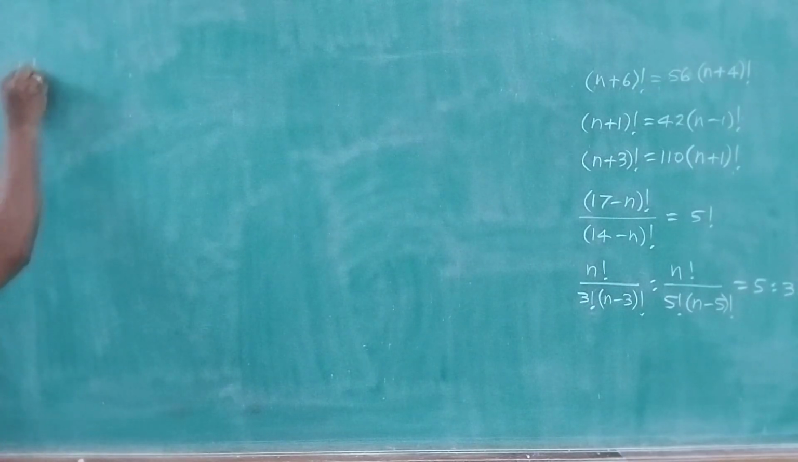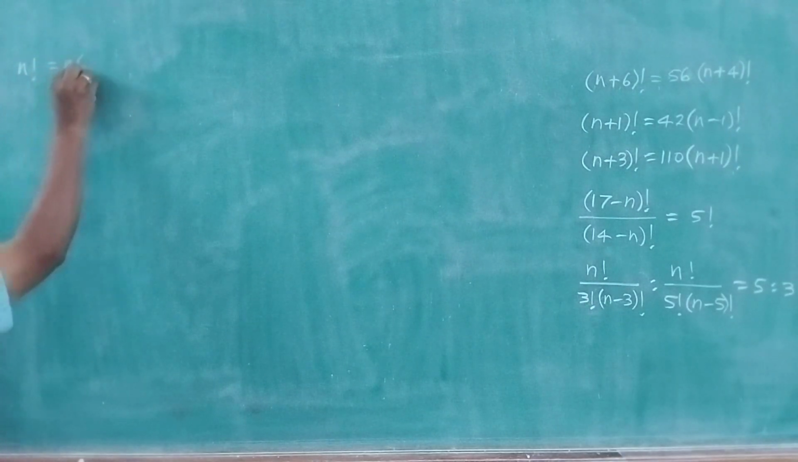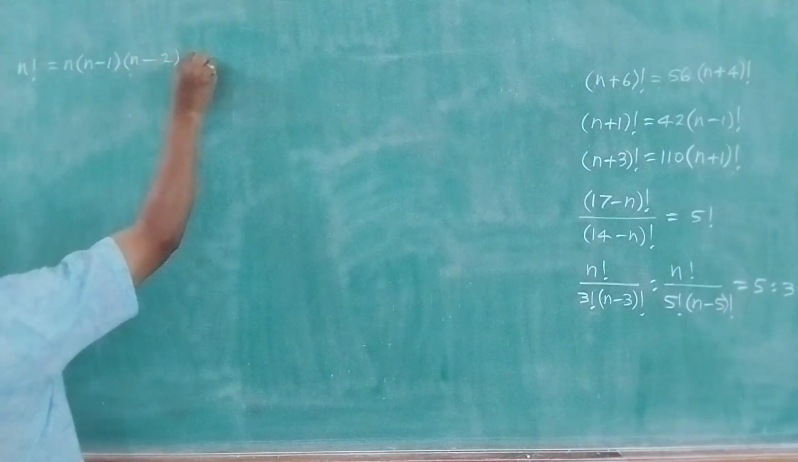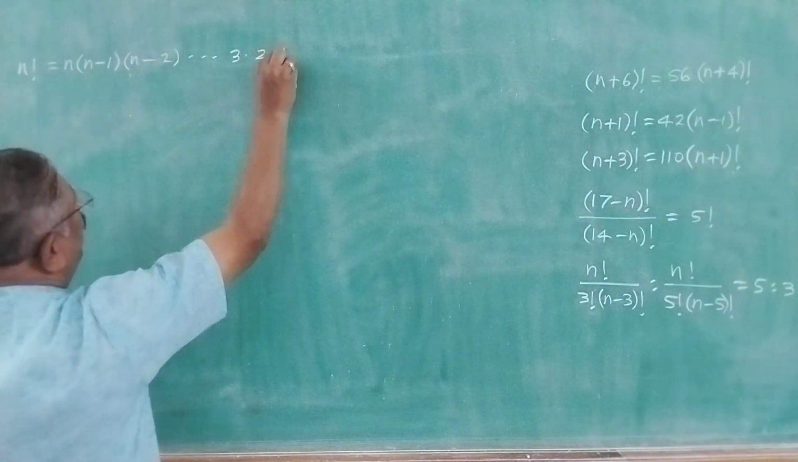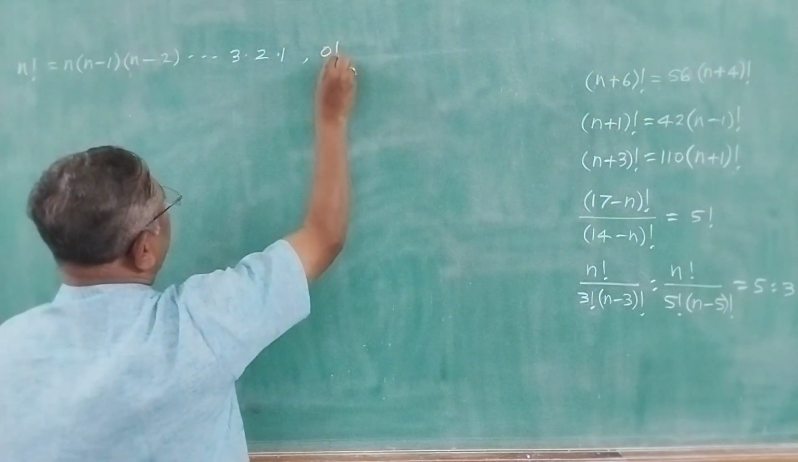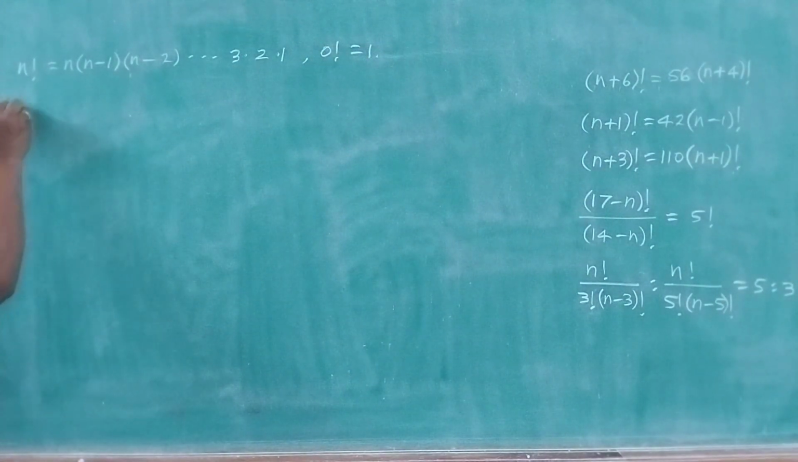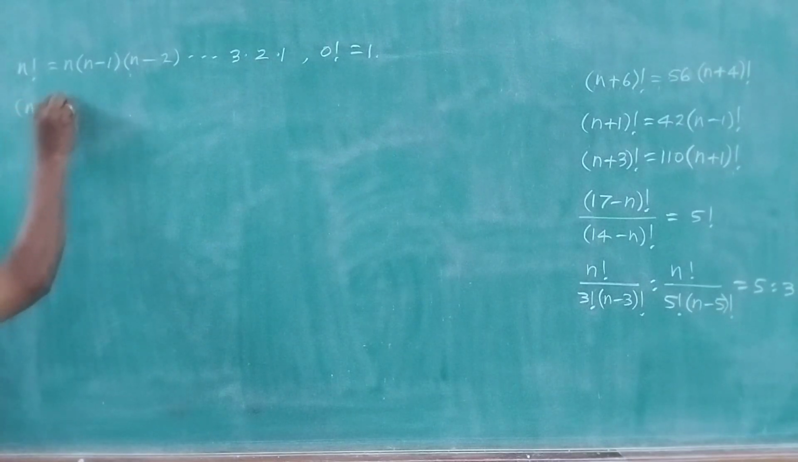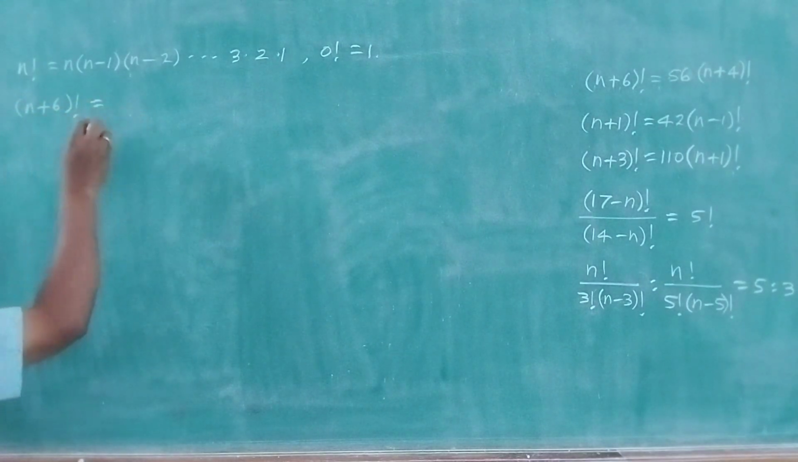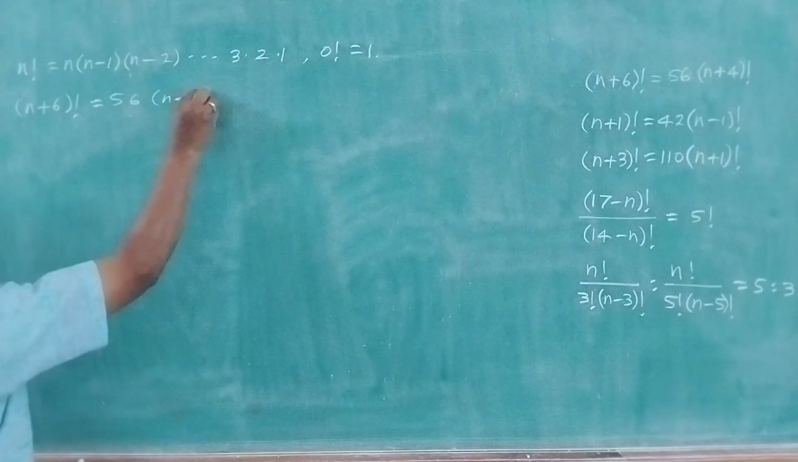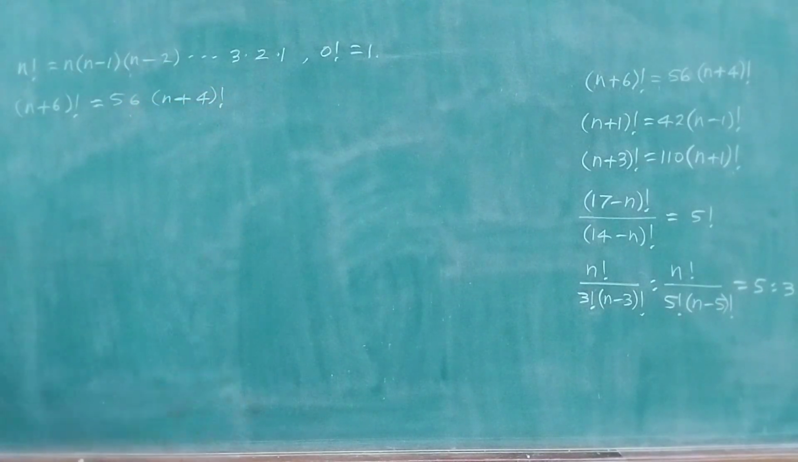Already we have seen that n factorial is the product of first n natural numbers, and it is n, n minus 1, n minus 2, so on up to 3 into 2 into 1, with 0 factorial equal to 1. Let us take the first problem, which is (n+6)! = 56 multiplied by (n+4)!. Look at the left and right sides.